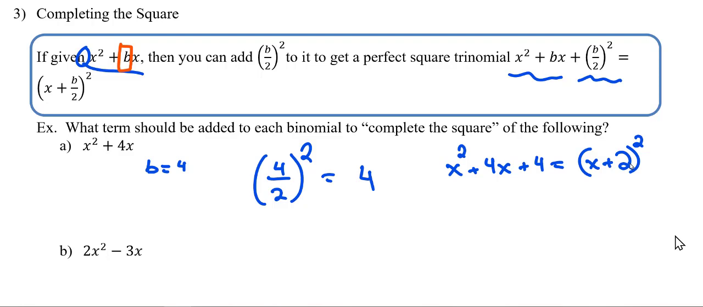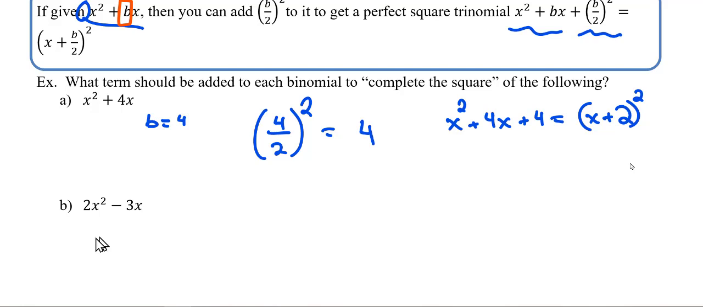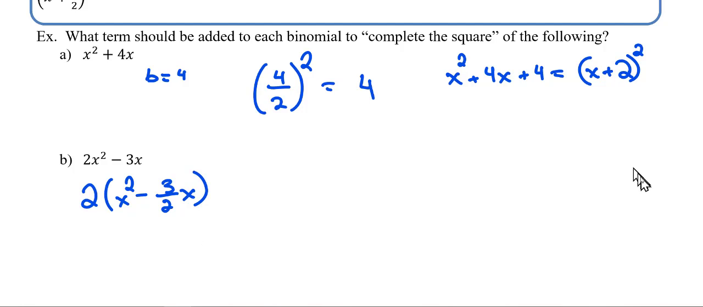Let's try the next one down here. This one's a little bit more complicated because completing the square works when you have a coefficient of 1 on x squared. We are going to factor out the 2 there and rewrite this expression as 2 times the quantity x squared minus 3/2 x. Notice if we distributed that 2 back in, we would get what we started with. So then in this case, that makes our b negative 3 over 2.